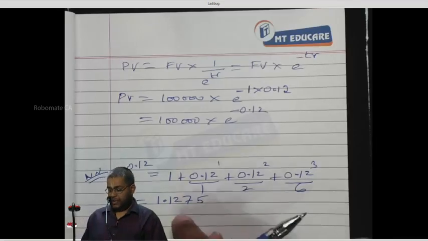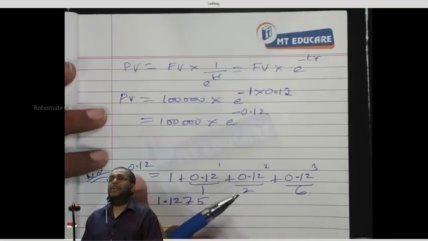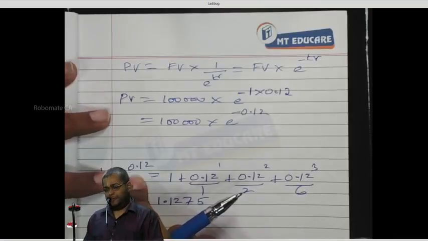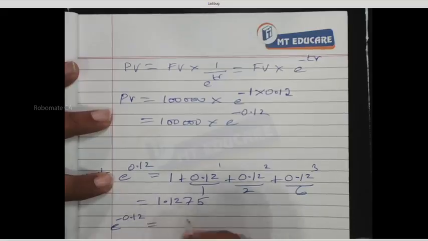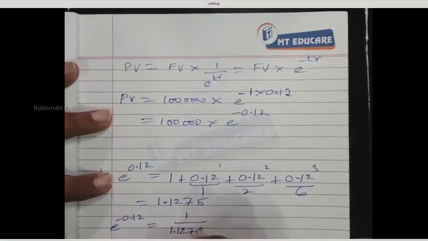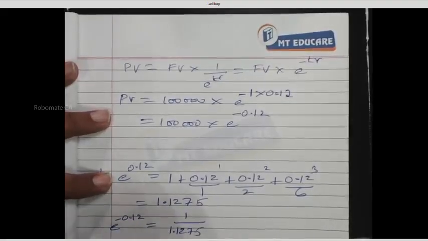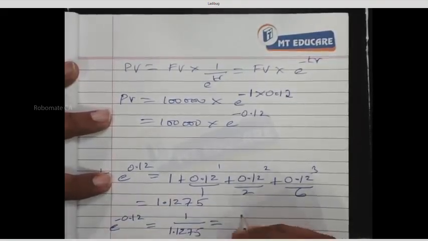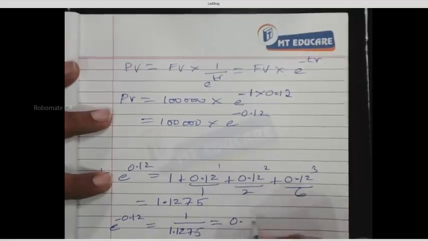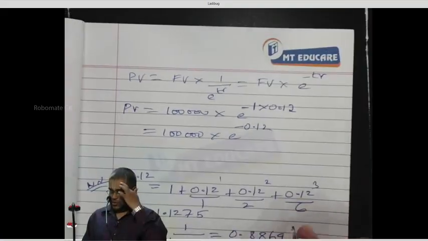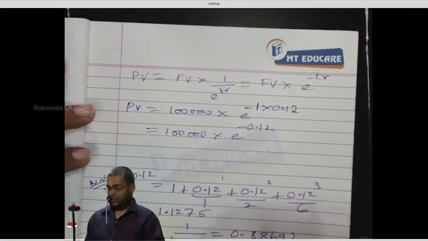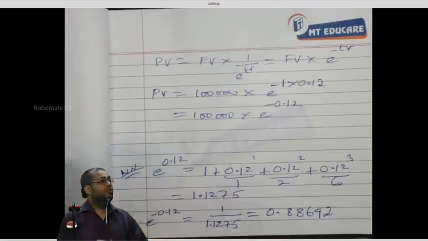Now, I don't want e power 0.12, I want e power minus 0.12. Continue writing: e power minus 0.12 is equal to 1 by 1.1275. What is the number? 0.88692. Please write 0.88692.